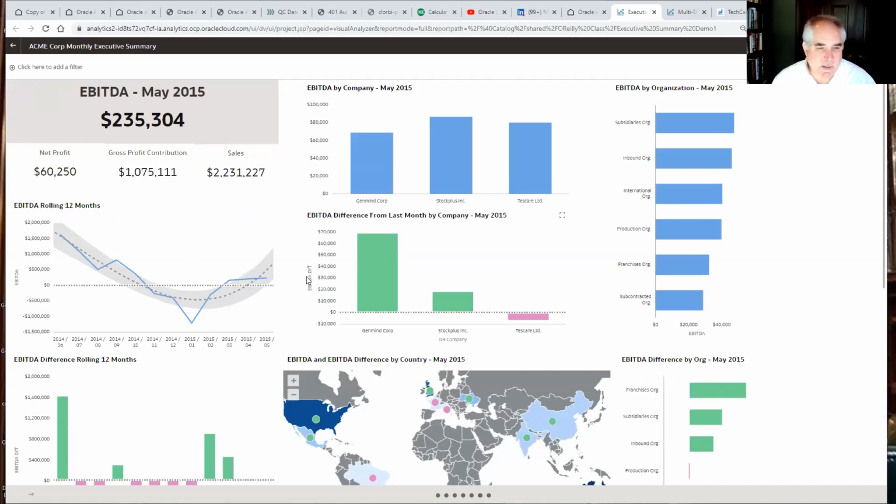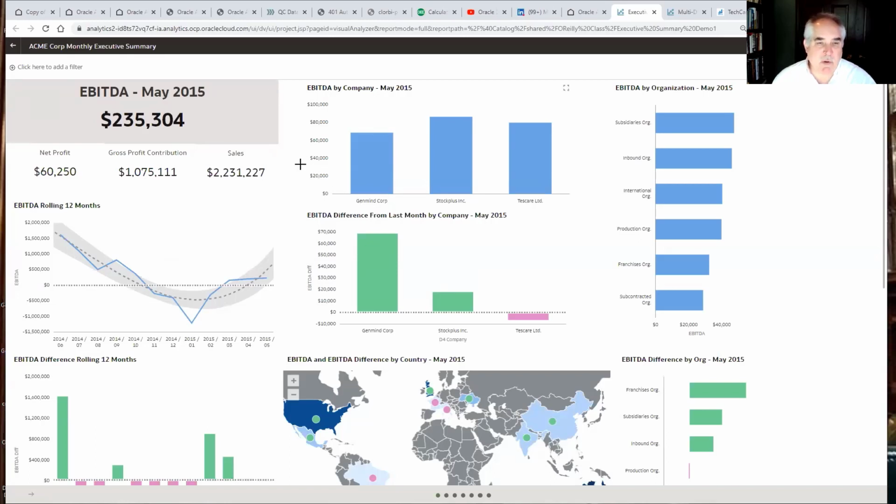Now, if we want to show EBITDA over time, we're going to use a line graph. We're going to use some of the cool features that Adel showed us last time. So we're actually going to use a trend with it. And we're going to show the overall trend across the year for EBITDA, so we get that picture for the context for the EBITDA for May.